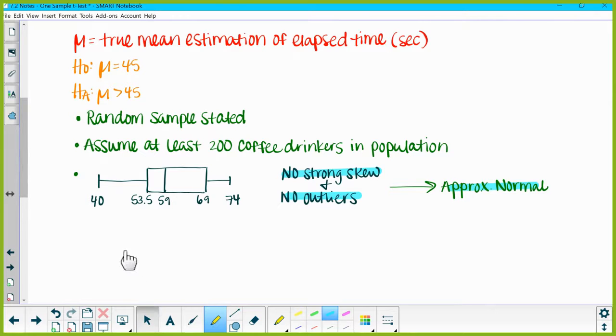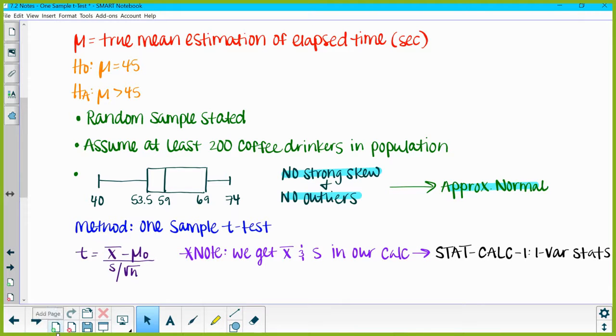Method, one sample t-test. And I went ahead and wrote down my formula. T is equal to x bar minus mu naught over S over square root of n. Now, the one thing that we run into difficulty with in these problems by hand is that when you're doing data in your calculator, you have to get the sample mean and the sample standard deviation. So I included this because I do want to remind you, we've done this before. You've gotten a mean and a standard deviation from your calculator very early in the year.